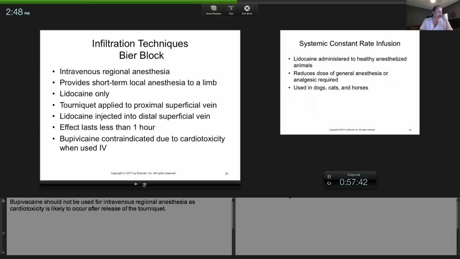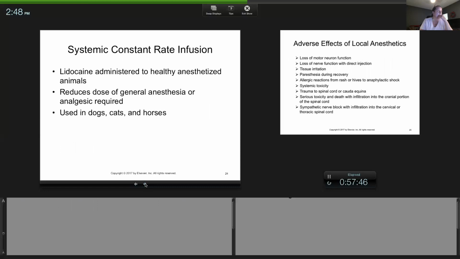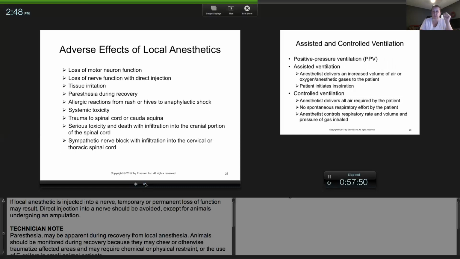Okay, you don't need to know the beer block technique. And you don't have to know the continuous rate infusion. So you don't need to know those two. Now, what are some of the adverse effects? Because nothing is perfect.